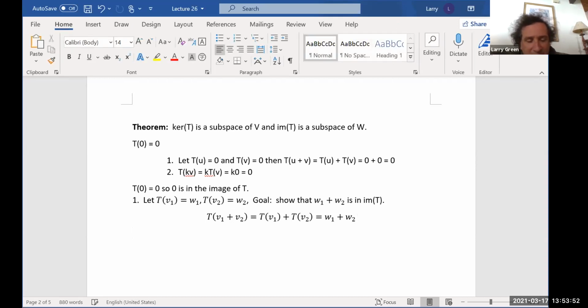Okay. So now for number 2. So now what we want to do is say, well, let's write this down. Let T of V equal W. Then we need to find a vector in V that goes to KW when applying T.